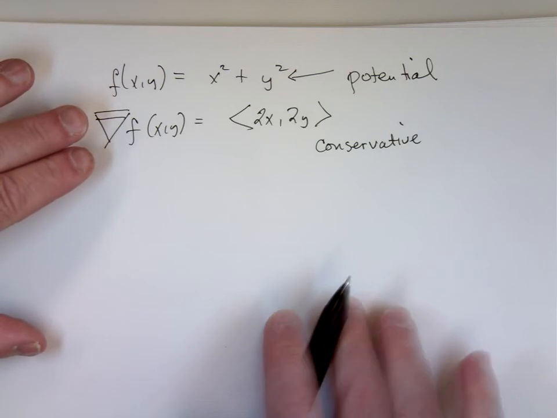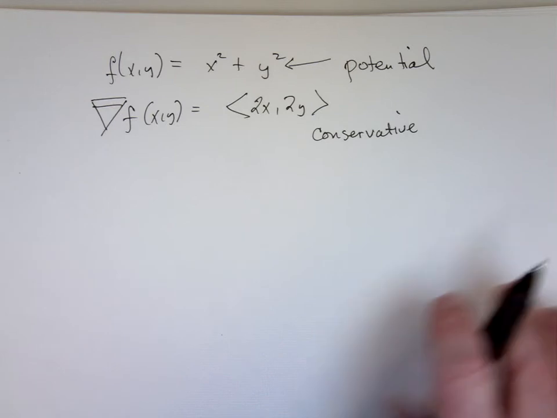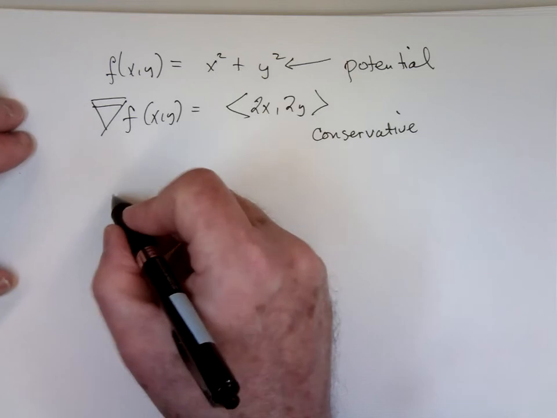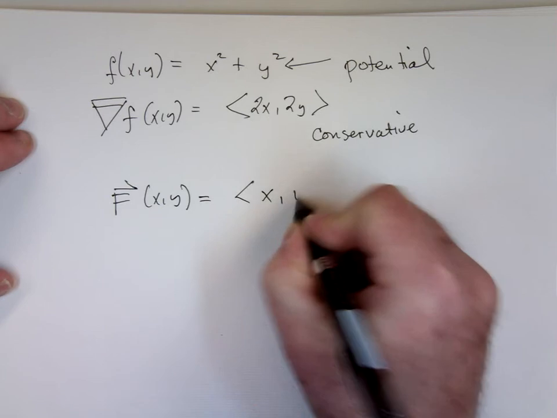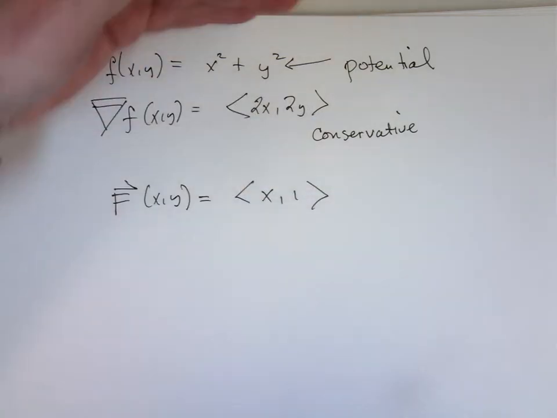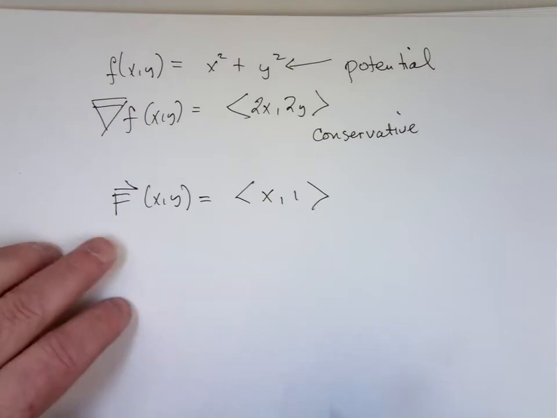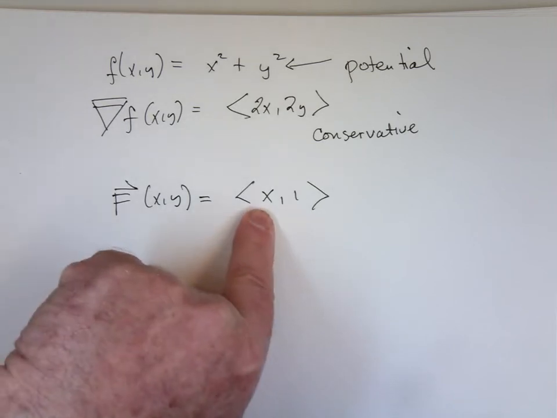Okay. Let's take the last one I did. I did x1 here. Let's take this vector field. Now, the question is: is this a conservative vector field? Is it possible that this is the gradient for some function, its potential function? And the answer is no. It's impossible. You can't come up with a function that has this as its gradient. This is non-conservative.